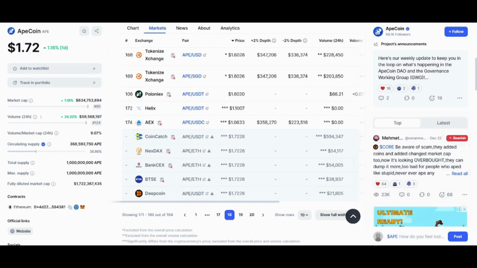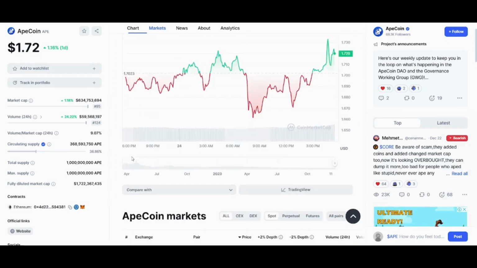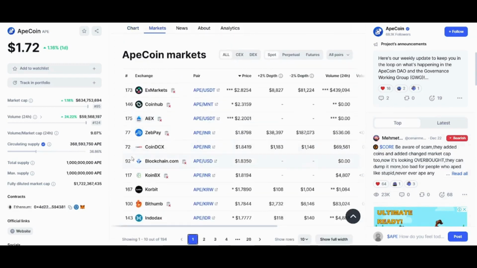$1.602. Now I will go to the first page, and I will choose the first result which does not contain asterisks, which is ZipPay. And here I will sell it at the same time for $1.8798. So this will actually achieve a profit margin for me equivalent to $0.28 per one ApeCoin.